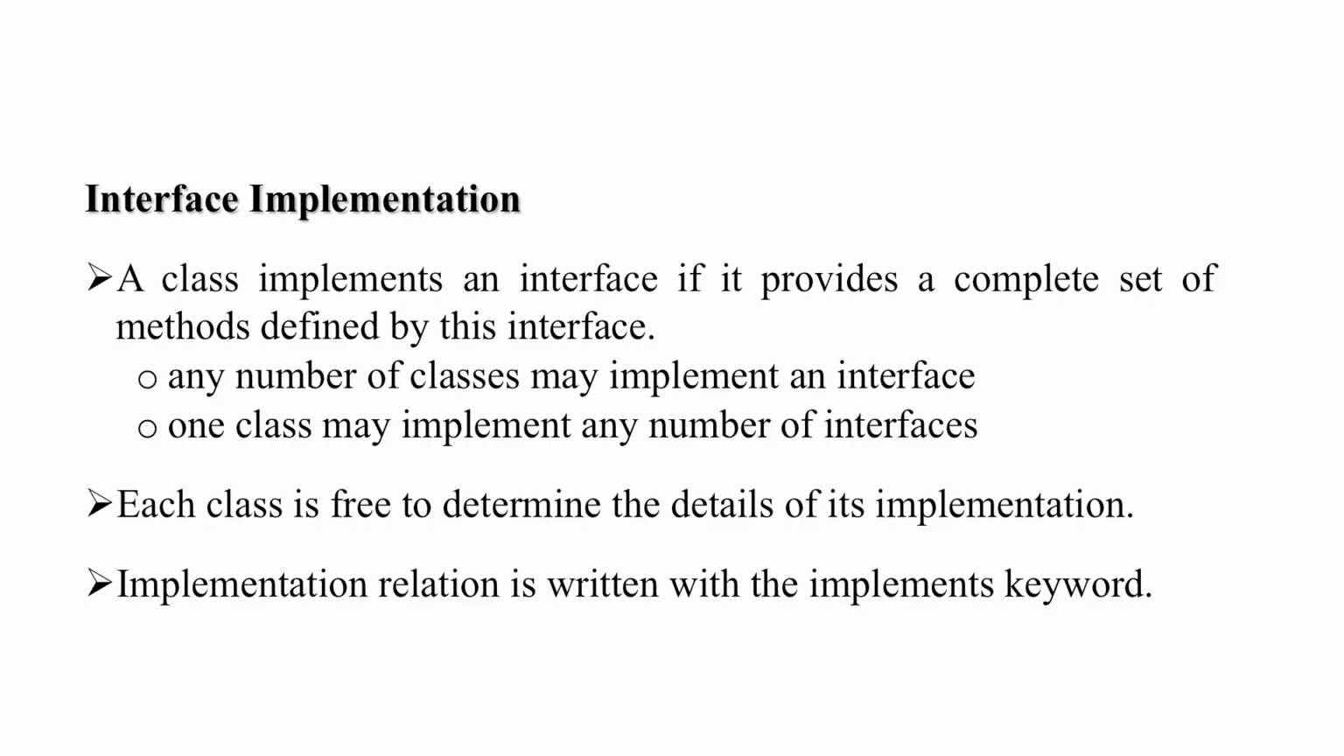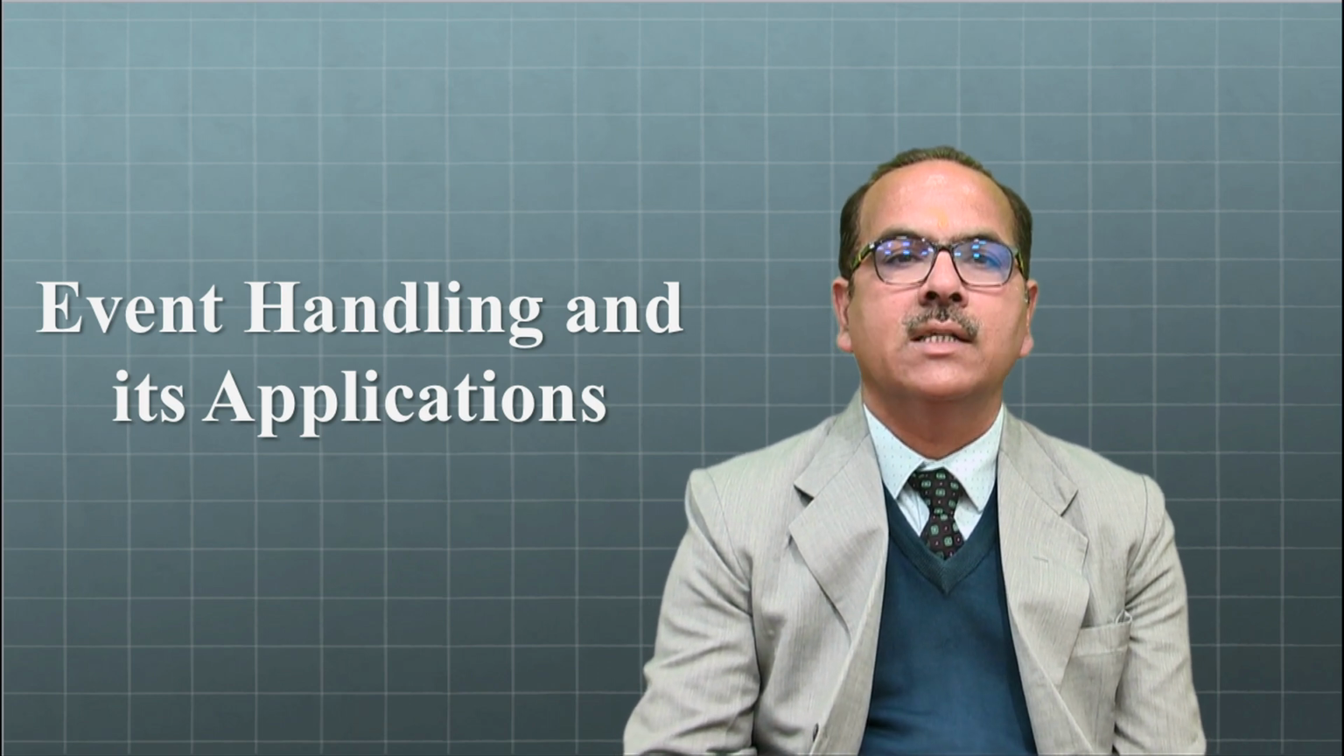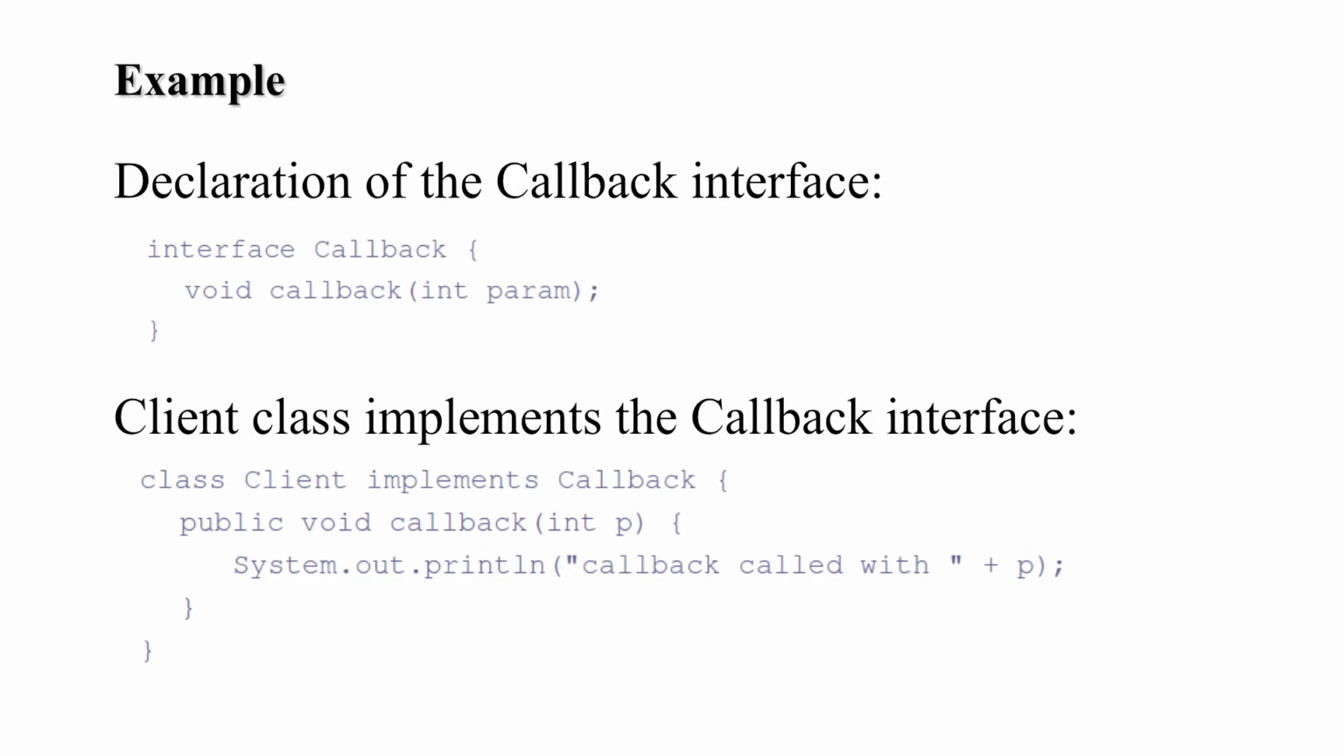This relation is written with the implements keyword. To declare a callback, the interface keyword is used, callback. Then the client class implements the callback interface. The implements keyword is used to implement it.